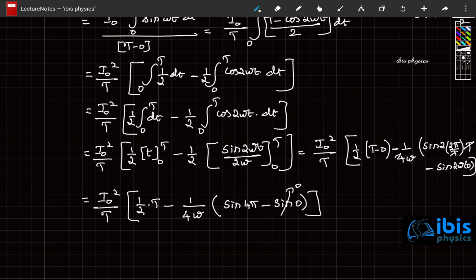So sin 0 is 0, sin pi, sin 2 pi, sin 3 pi. In general, sin of n pi is actually 0. So this is also 0. 0 minus 0 is 0. Only these two terms survive.